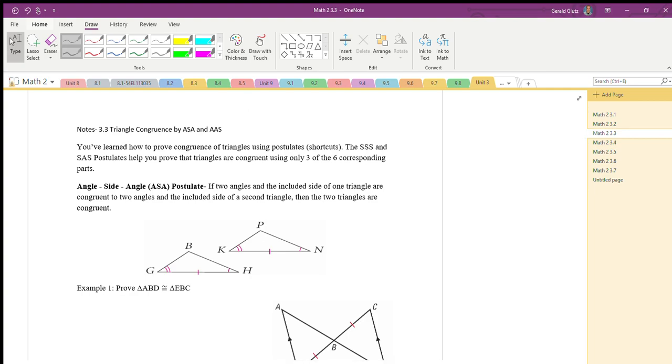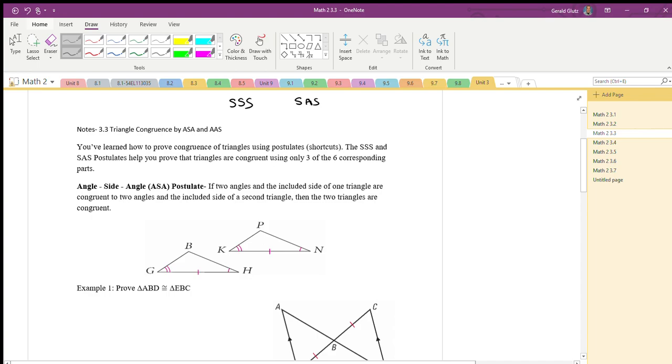All right, so we're going to be talking about a couple more shortcuts today. Yesterday we talked about the first two that we learned. So side, side, side. That meant that all three sides of each triangle were congruent to each other. We also talked about side, angle, side. So two of the sides and the angle in between those two sides were congruent.